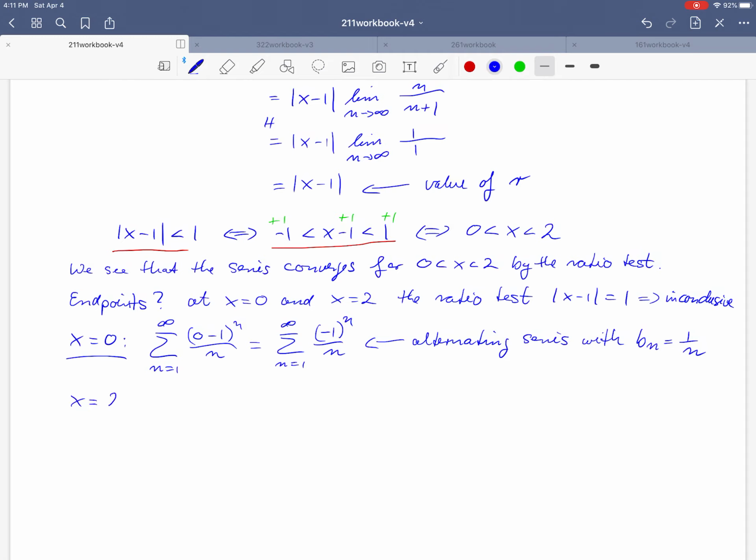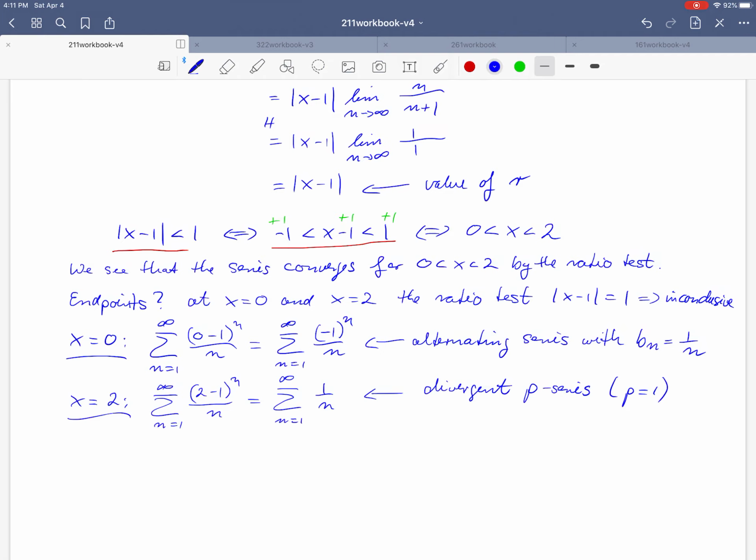Let's look at what happens at x equals 2. When I plug in x equals 2, I get the sum from n equals 1 to infinity of (2 minus 1) to the n over n, and that is the sum from n equals 1 to infinity of 1 over n. If you remember, this is a divergent p-series with p equals 1. So we can now examine these two series and come up with conclusions.